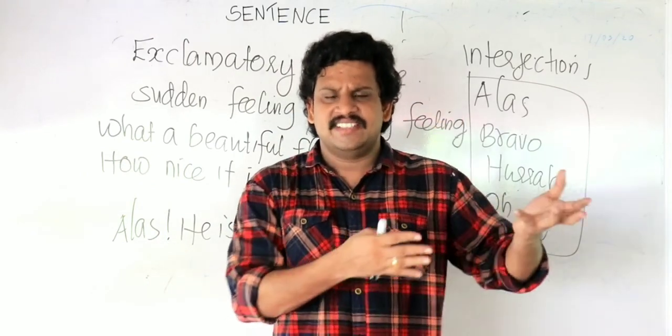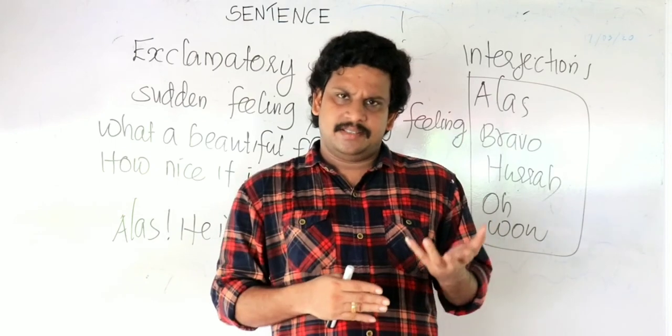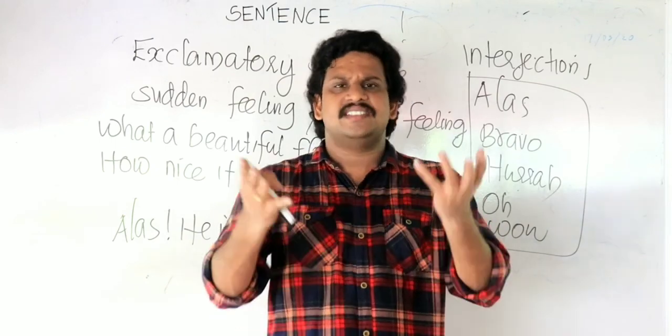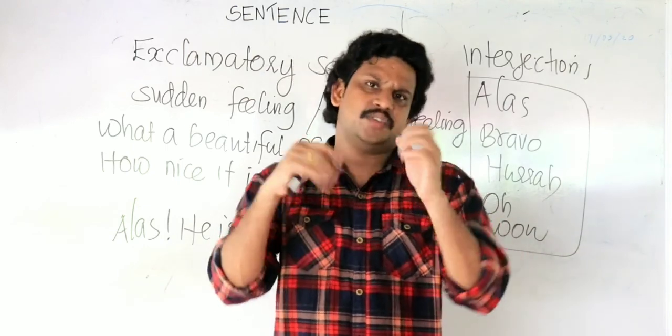Can you sing a song? Is it a pen? Will you come with me? Will you marry me? Shall I come with you? All these are examples of yes or no question. These are called yes or no question because the answer is either yes or no.